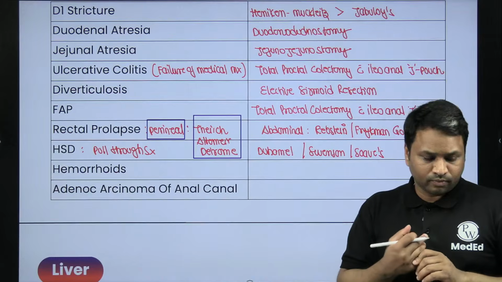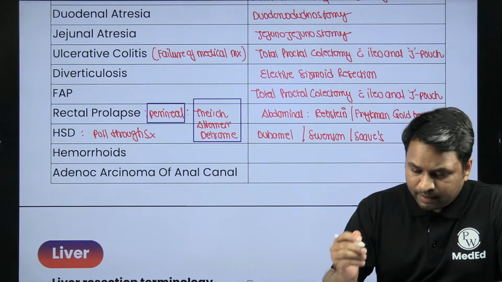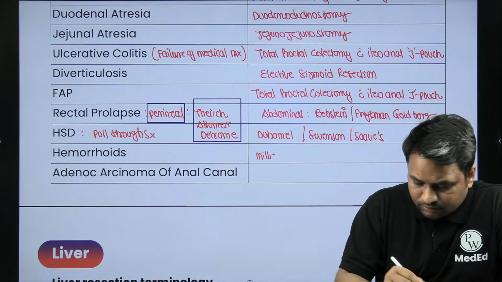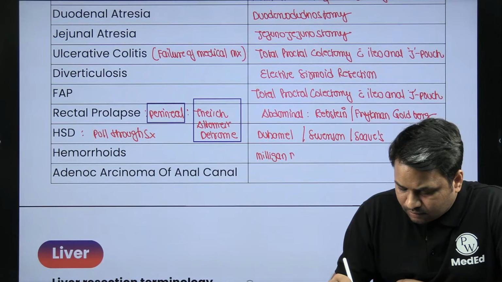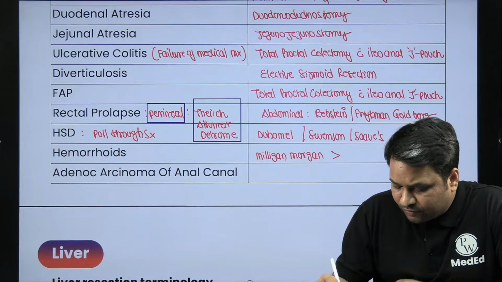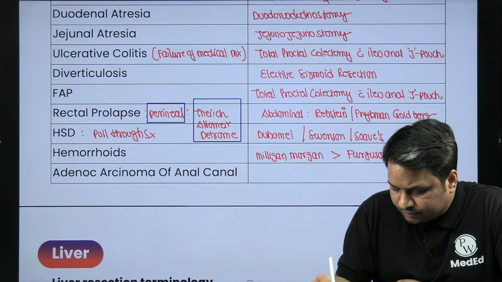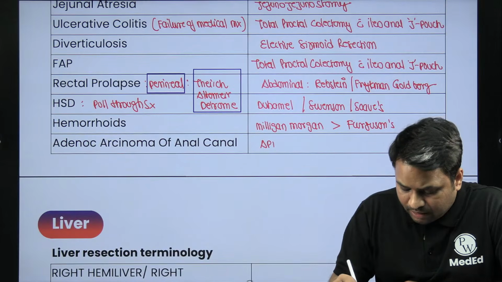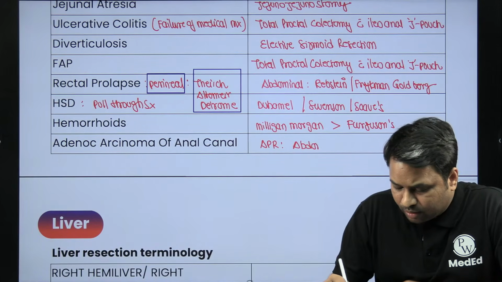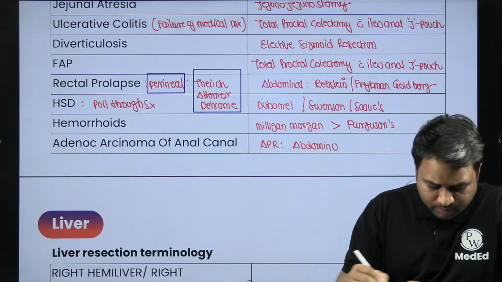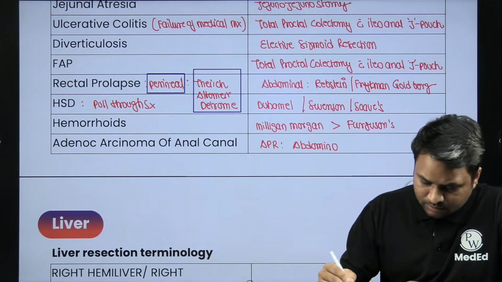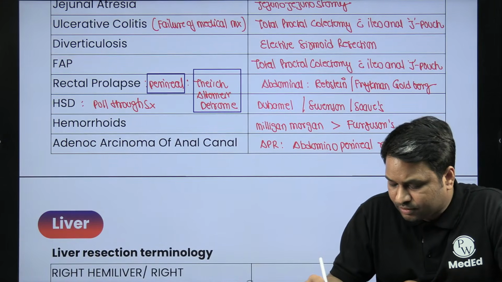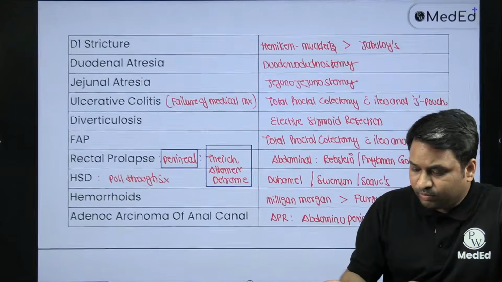For hemorrhoids, in an open hemorrhoidectomy, you have 2 surgeries. Number 1 is Milligan-Morgan, which is preferred over Ferguson's. For adenocarcinoma of the anal canal, you have to do an APR, that is an abdominoperineal resection.